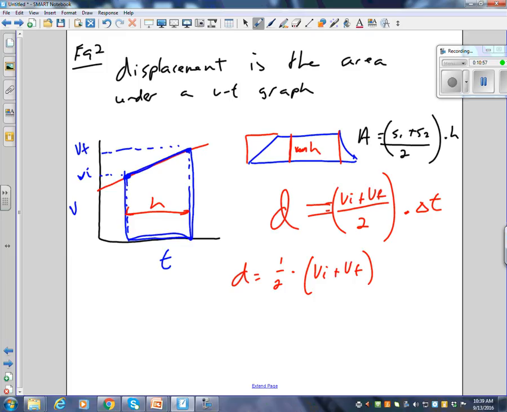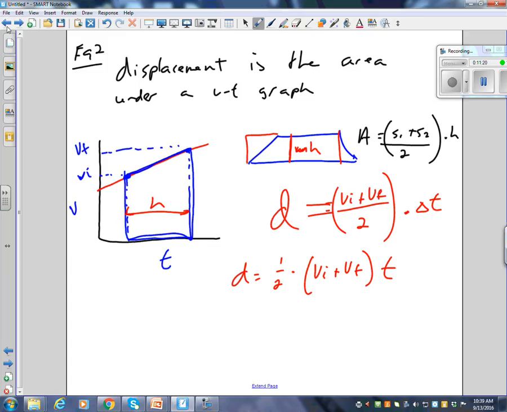vi plus vf. And again, I'm going to let the delta t just sort of become t, because we know that we mean time interval, and it cleans things up a bit. Some books like to leave it in. I prefer not. Okay. You might think you're done. Not yet.